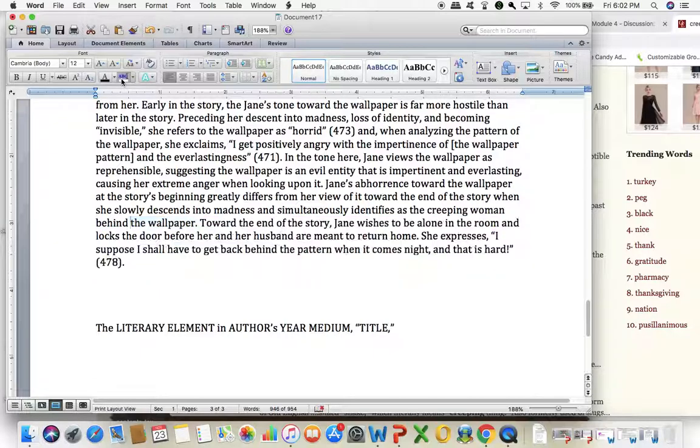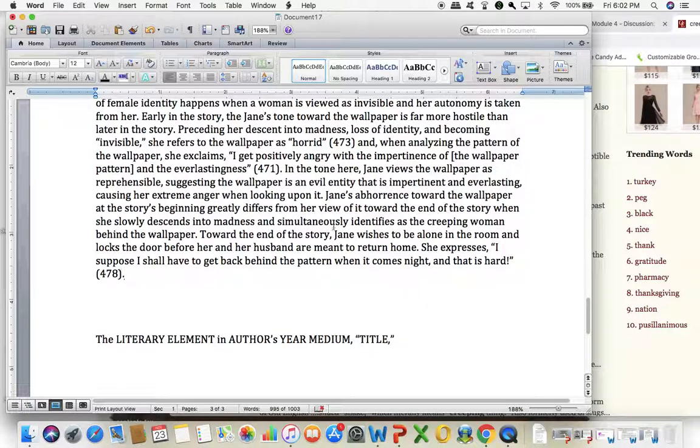I'm going to take away the... now I have here an introductory phrase toward the end of the story. I'm just trying to make sure that it's not repetition of anything. And it doesn't, because here I say it differs from the review of it toward the end of the story when blah, blah, blah.